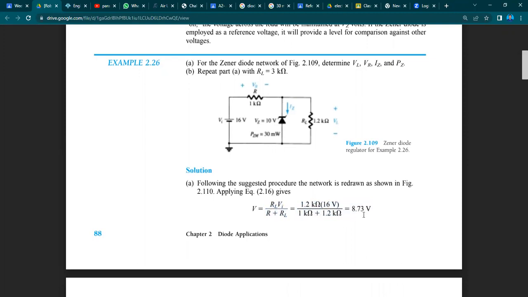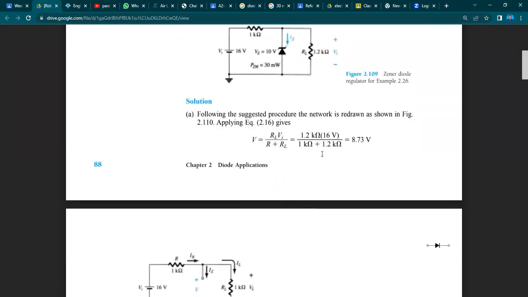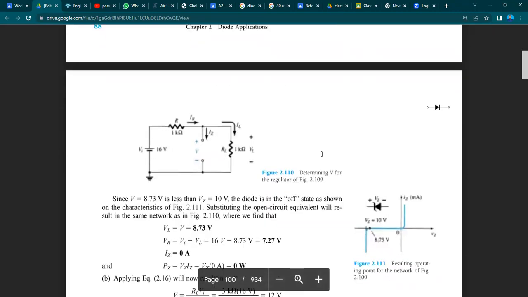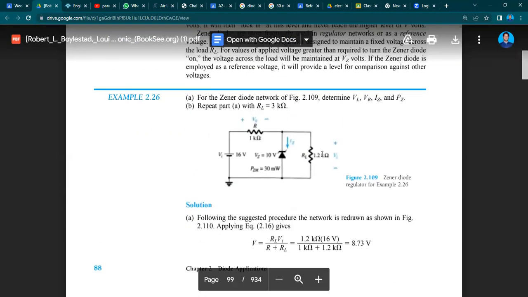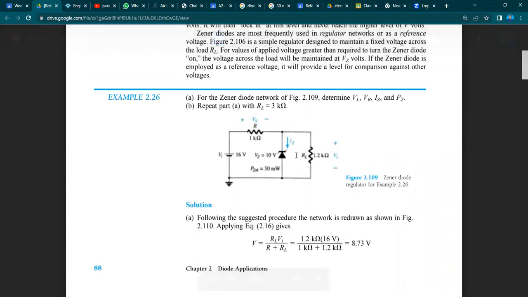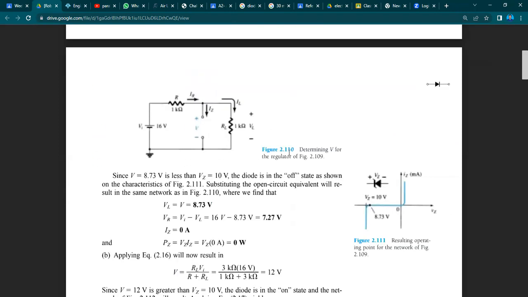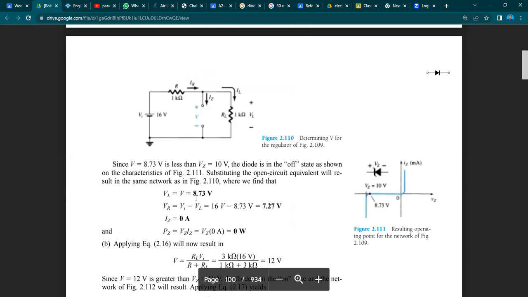The voltage divider formula is written here, and by putting these values, I have found this V load. As this load and this Zener diode are in parallel, the voltage across V load, which I have called VL, would be the same as the voltage across this Zener diode, which I have called V here. You can see, it is also 8.73 volts.